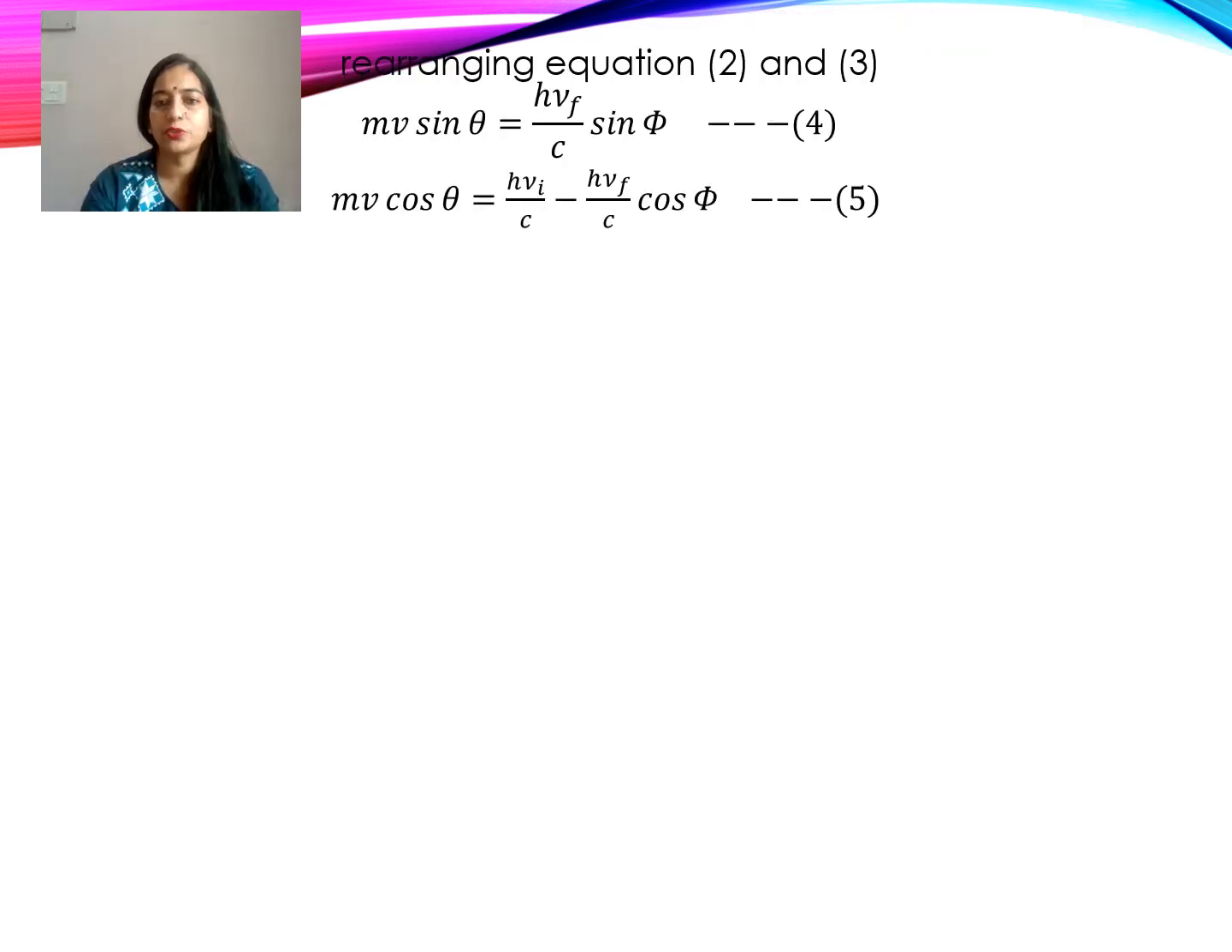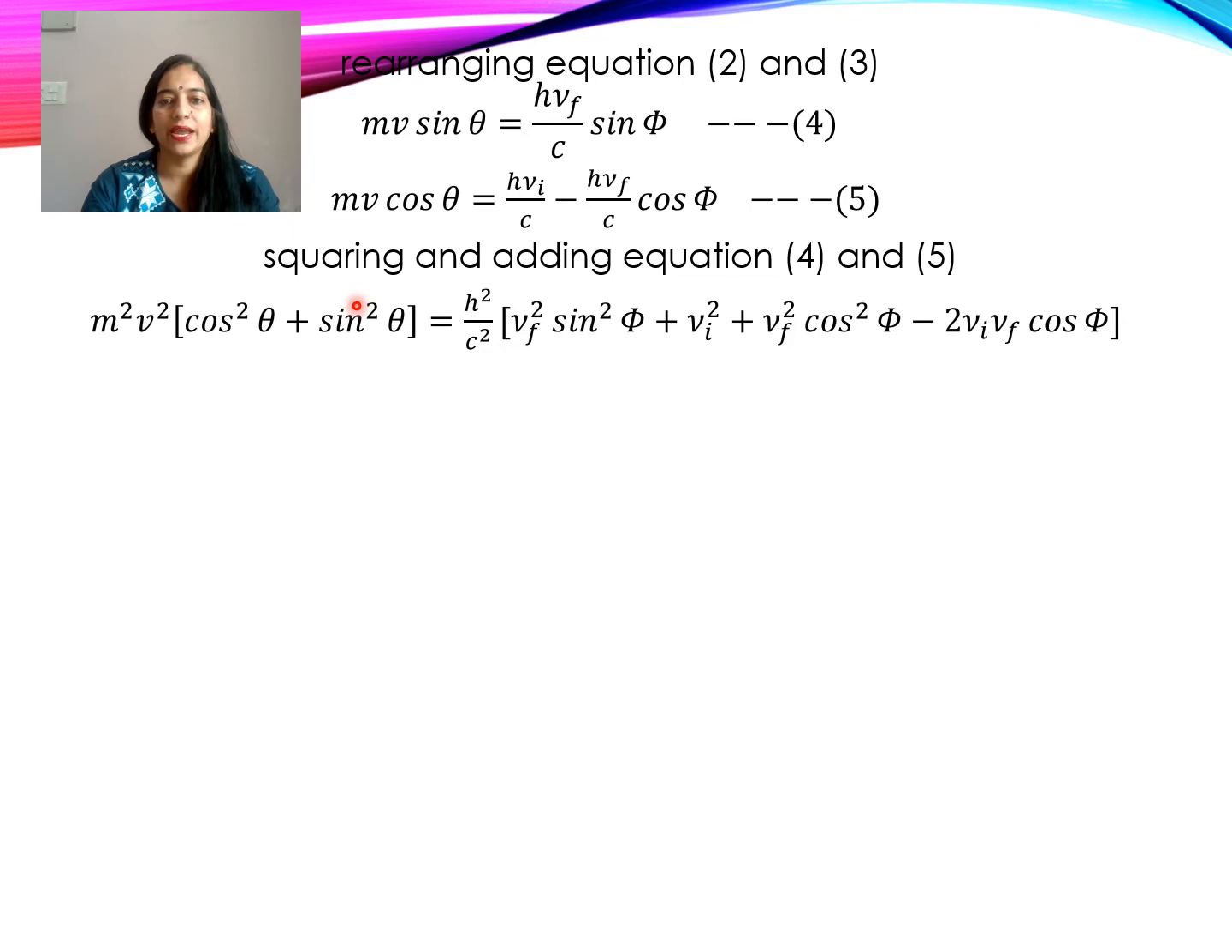We solve equations 2 and 3 and rearrange them: mv sin theta equals h nu f upon c sin phi, and mv cos theta equals h nu I upon c minus h nu f upon c cos phi. We want to remove this theta. So how do we remove theta? We square these two equations and add them. So squaring and adding equations 4 and 5, the sin square theta and cos square theta become 1.